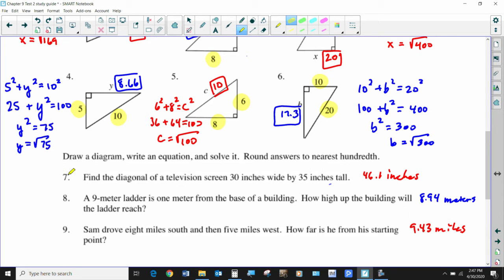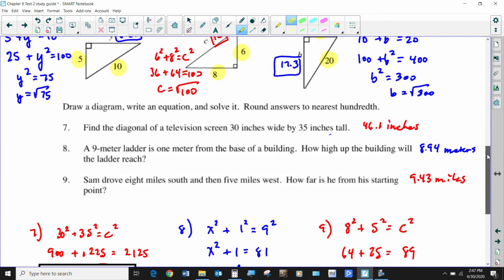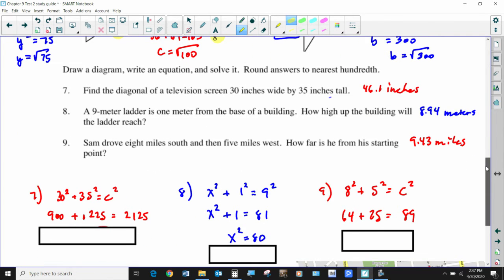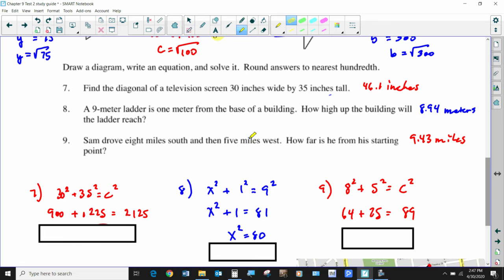So now with 7, 8, and 9, these are all examples of situations that occur in real life. You know, real life situations where you would have to find the length or some distance using Pythagorean theorem. So find the diagonal of a television screen that is 30 inches by 35 inches.